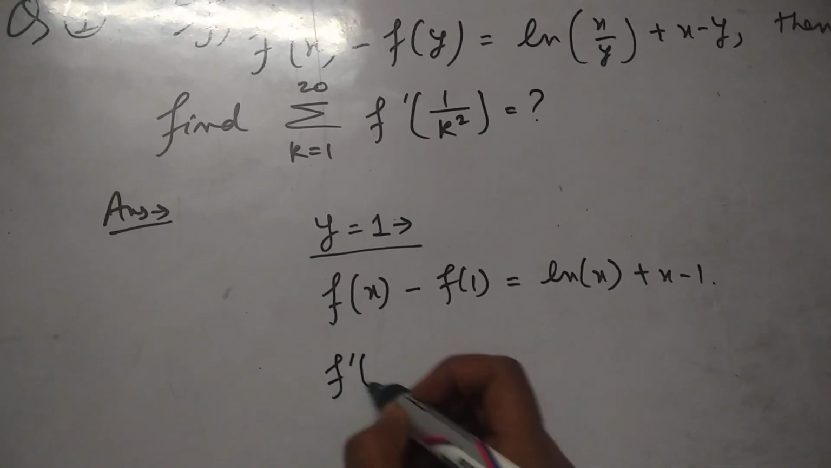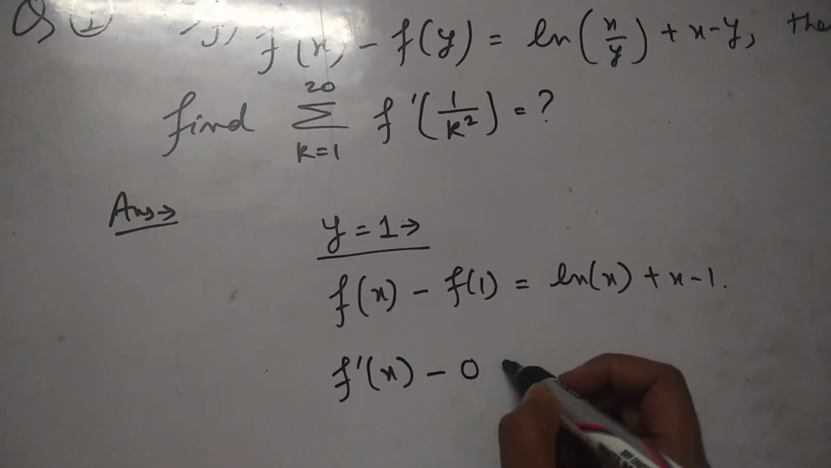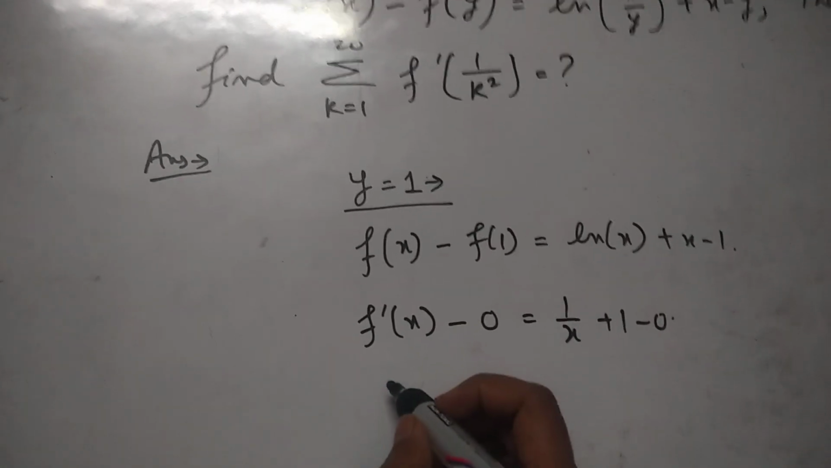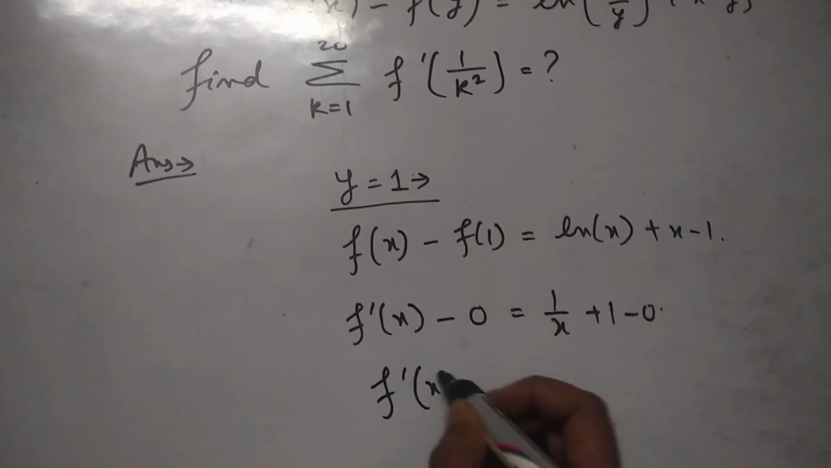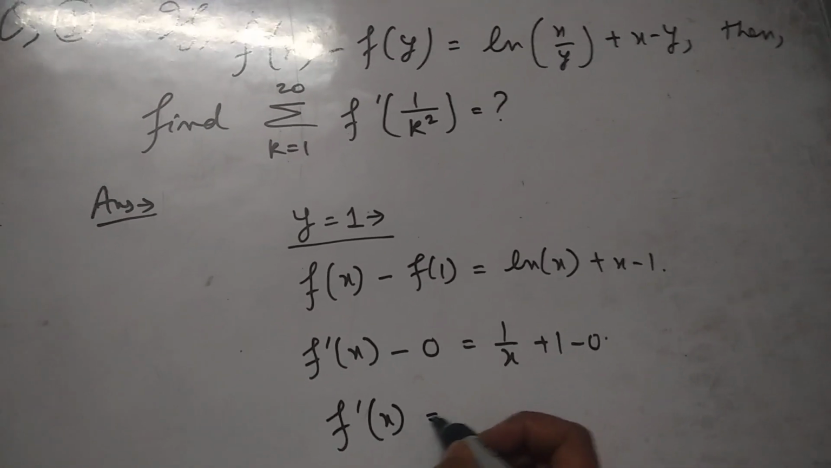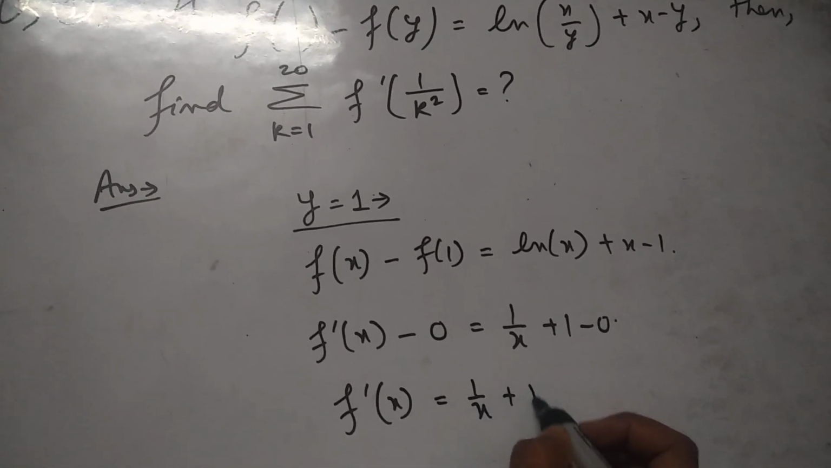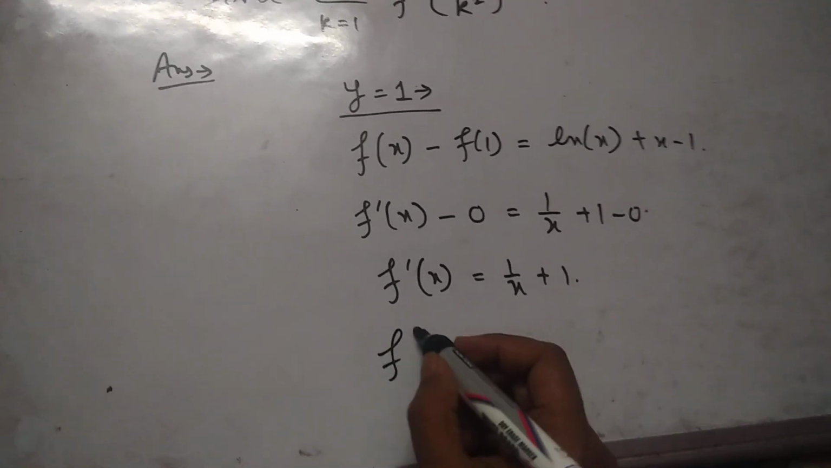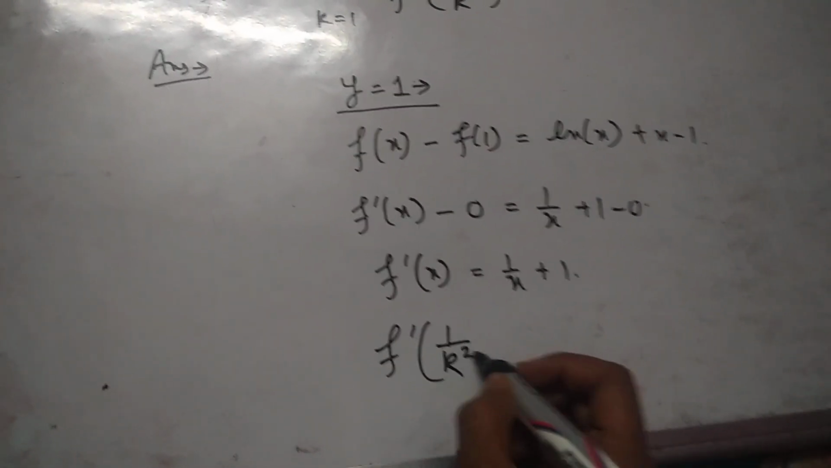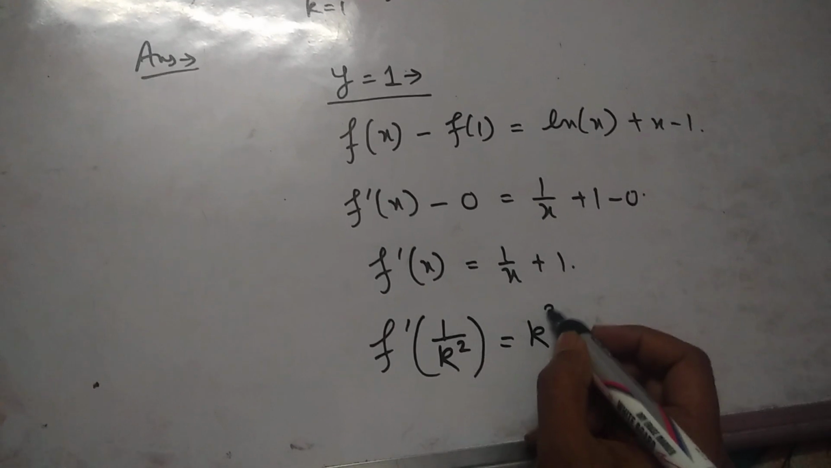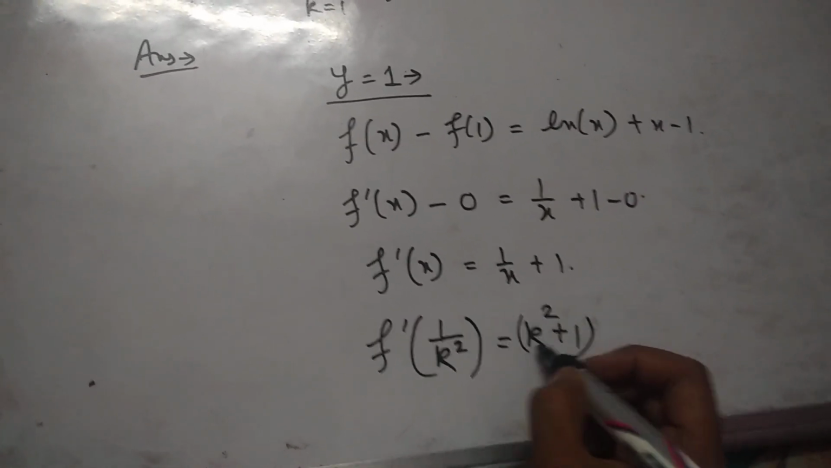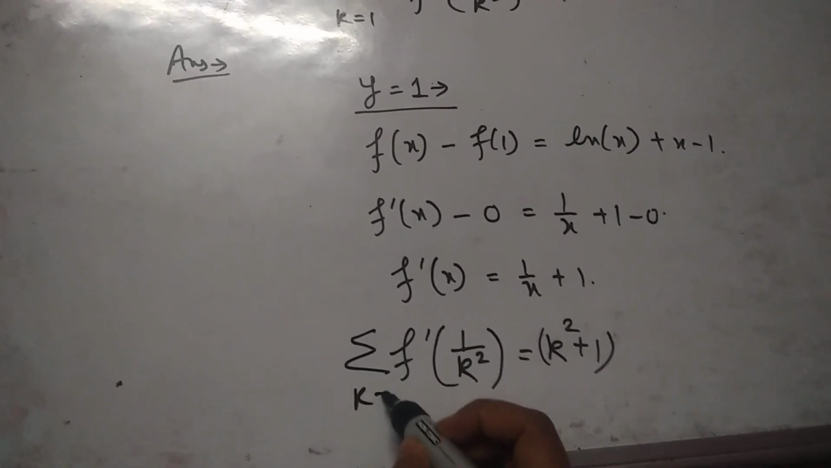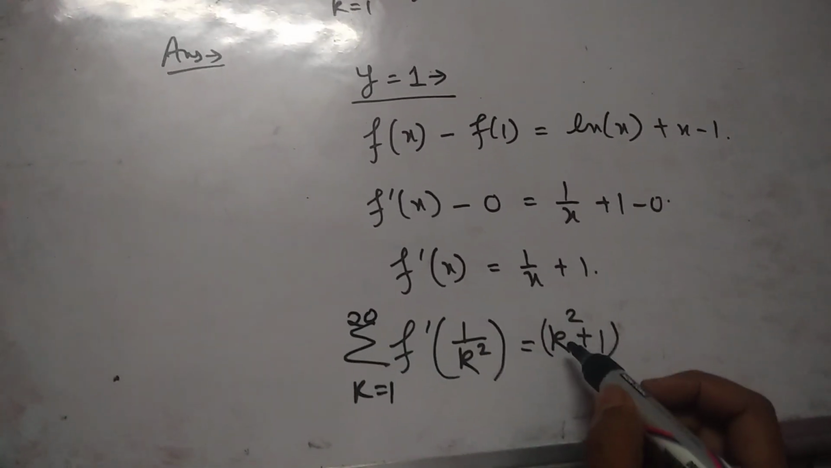Now if we differentiate both sides, constant gives 0, 1/x plus 1 minus 0, right? So we get f'(x) as 1/x plus 1. Now we need f'(1/k²), right? So it will be k² plus 1. Now just sum it from k equals 1 to 20. That's it.